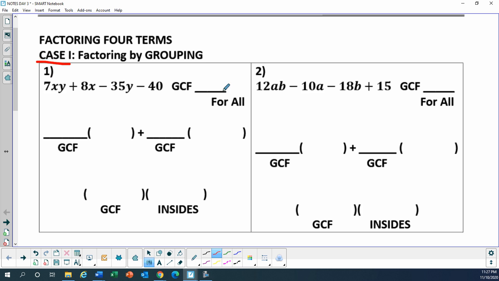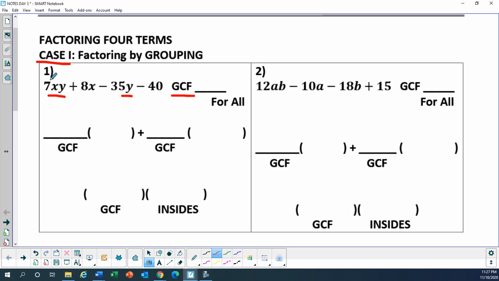So every time you're given a problem, they're not going to tell you you're going to factor this by grouping or you're going to do this by perfect square. You have to look at the problem and determine which one would be the best. So usually when you see two variables like this, it's easier to try to see if there is a common factor first. The GCF is the first thing I would do.